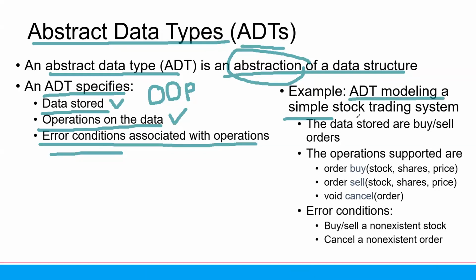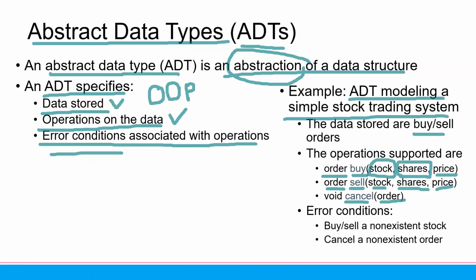ADT modeling can be implemented, for example, in a simple stock trading system. The simple stock trading system means, in the stock, we will do buy and sell. We will buy stock or we will sell stock. When we buy, we need to know how many stocks we want to buy, how many shares we have now, and what the price is. If we want to sell, it shows the same parameters. Or if you want to cancel, then you can have the cancellation operation.